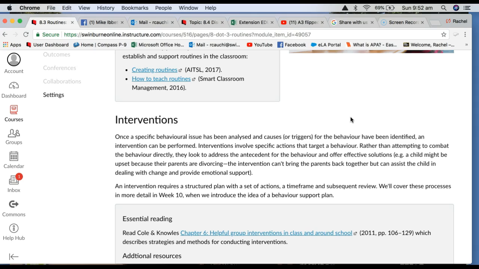You want to be able to have some sort of intervention which offers some sort of solution to the overt behaviour, but also addresses a lot of those underlying behaviours, because as we've been talking about in week 7 as well, these overt behaviours are symptoms of underlying problems. So in our little example over here, it talks about the fact that a child might be upset because their parents are getting divorced. So the overt behaviours have a reason, and that's what we need to be addressing.